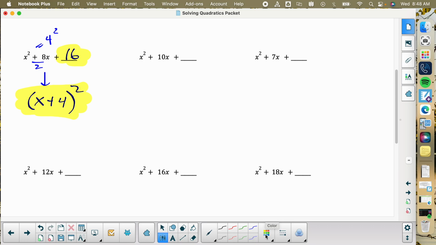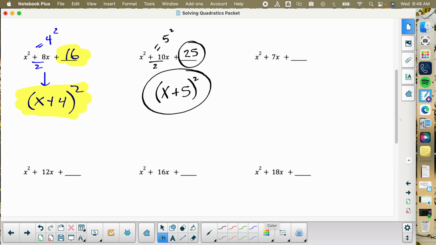Okay, first, divide 10 by 2. Okay, good. And it's going to equal 5. Good. And square the 5, it's going to equal 25. Good. And the answer is x plus 5 squared. Perfect. You've got it down. Nice.